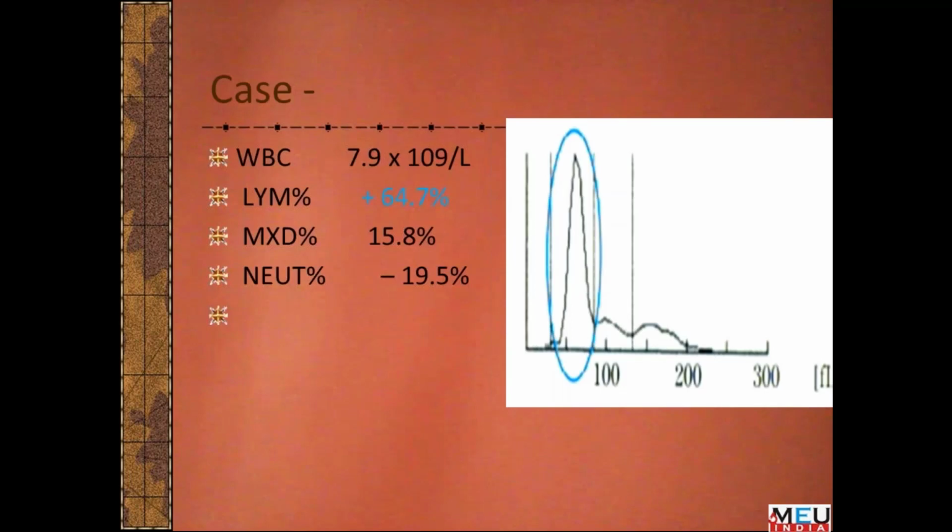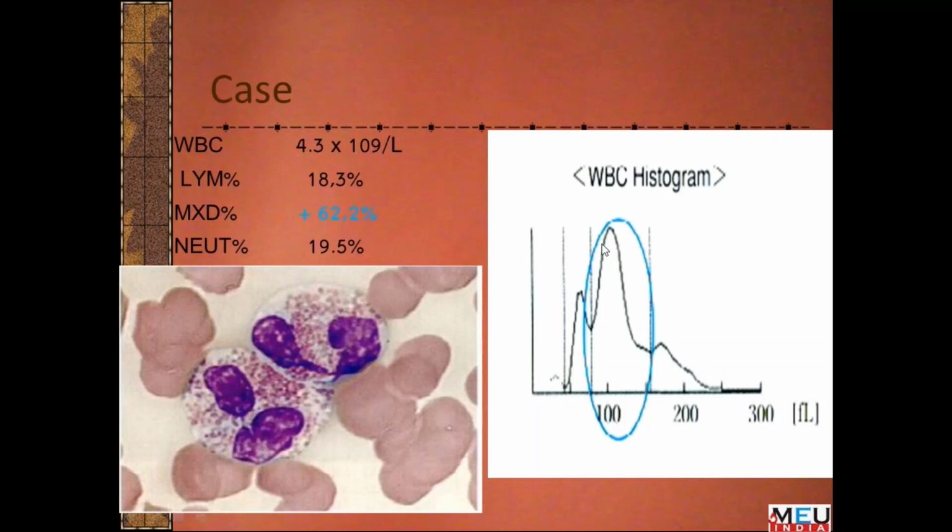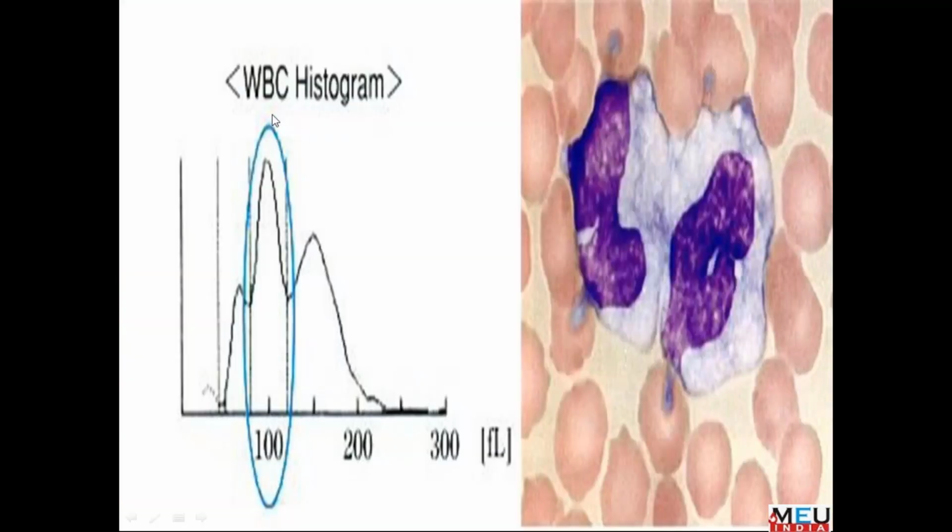Now this is another case in which there is a peak on the left side, that is lymphocytosis. In another histogram, the mixed cell population is above normal and the lymphocyte count is markedly decreased. Overall WBC count is also lowered. So this is the picture, that in the middle the histogram is raised, that is monocytosis, or sometimes there could be eosinophilia.